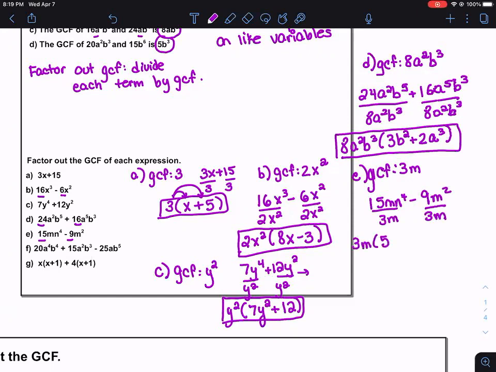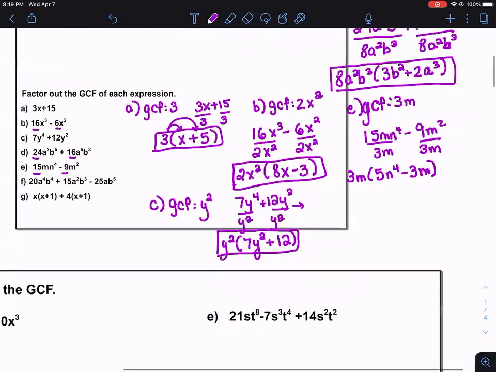So 5, the M's cancel, N to the 4th, and then 3 and M when all is said and done. I'll do F and G on the bottom down here. So F will go right here. Now we have 3 terms. So I have a 20, a 15, and a 25. So for all 3 terms, the common value for the numbers is going to be 5.